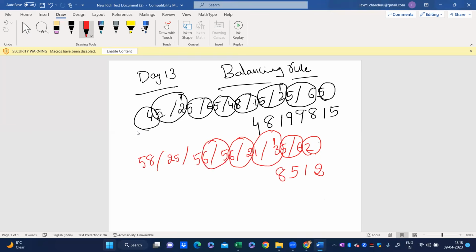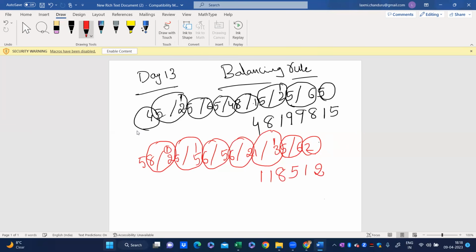Next 6 and 5. 11. So 1 is carried over. Write the 1 here. Next again add two digits. 5 and 5 plus 1 is 6. 5 and 6 equals 11. 1 is carried over to the next place here.